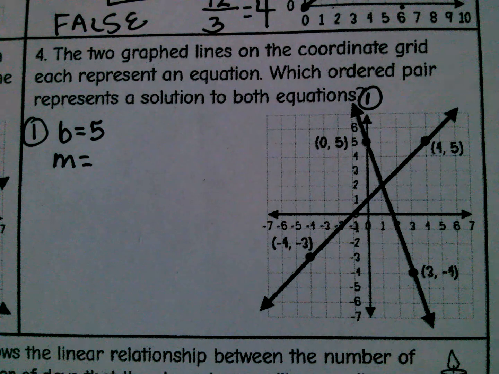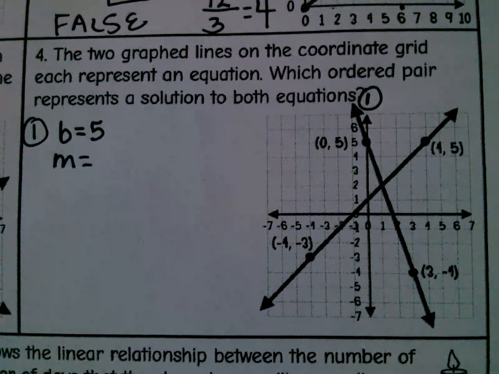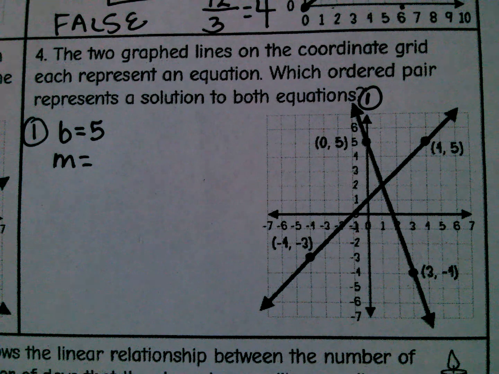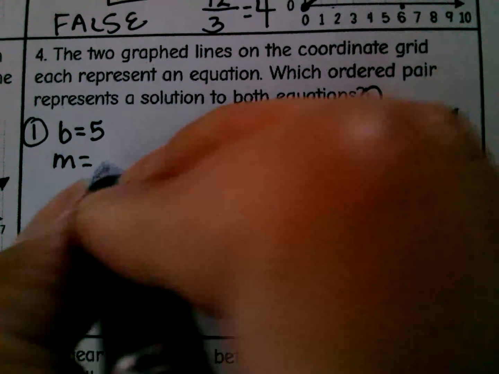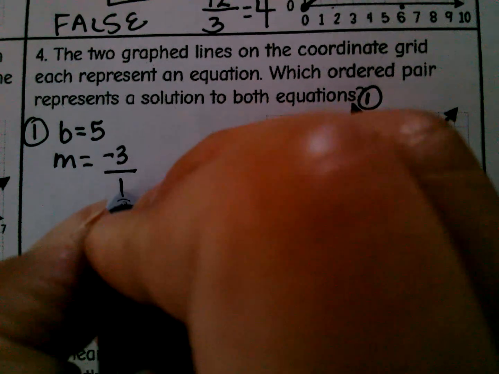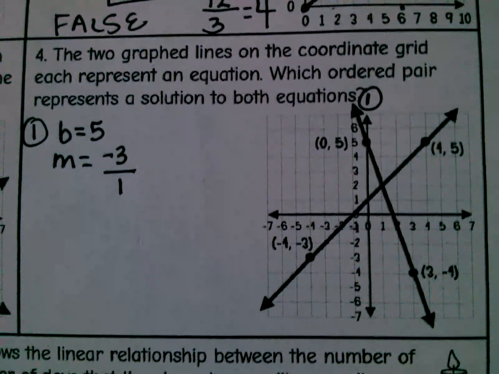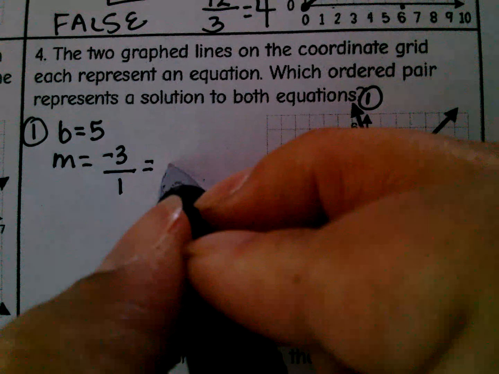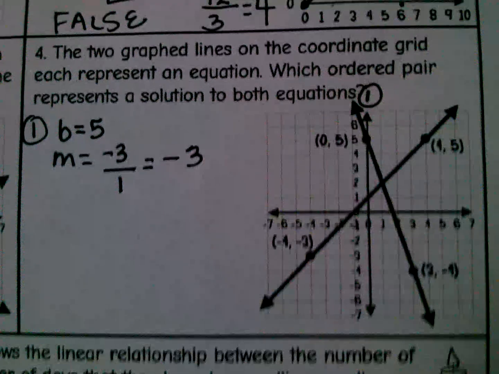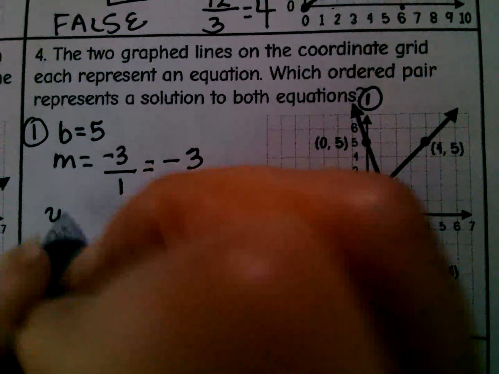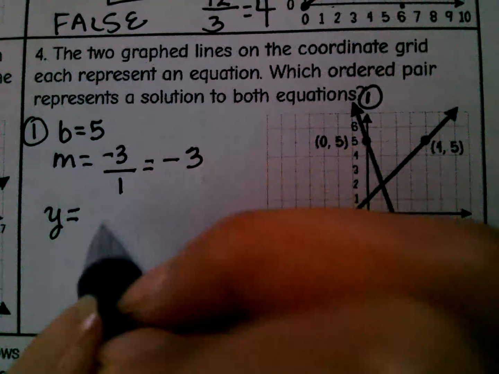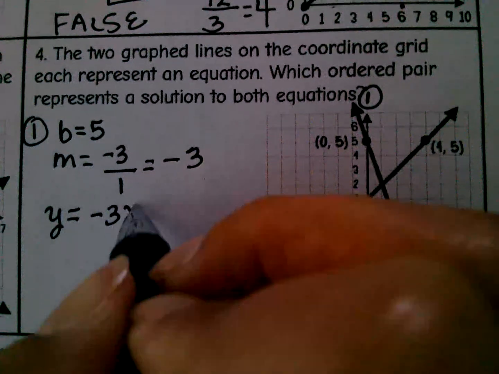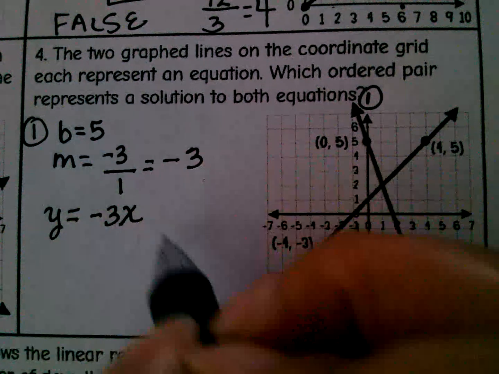So I'm going to go down 3. So what kind of 3 is that? -3. And then I'm going to run how much? Once. So what's my slope? I rose 3 down, so 3 down, and then I ran 1. What's another way of just writing -3 over 1? -3. So let me write my equation. Y equals m, well, we found out m is -3, x. And then my b was a 5, so plus 5.